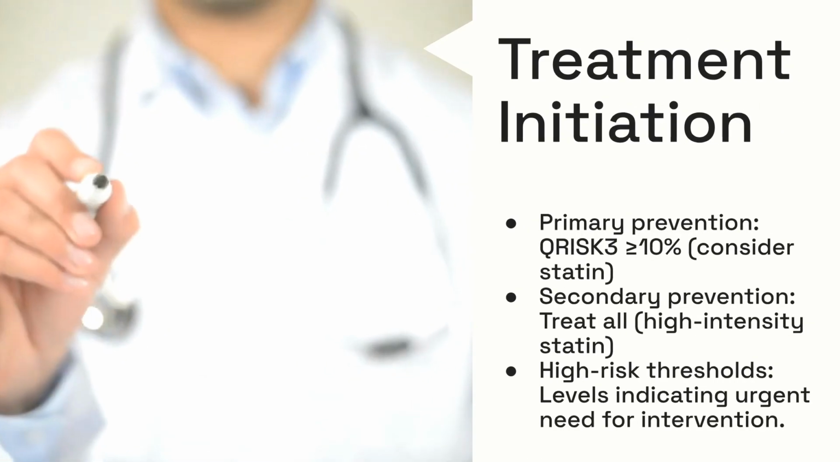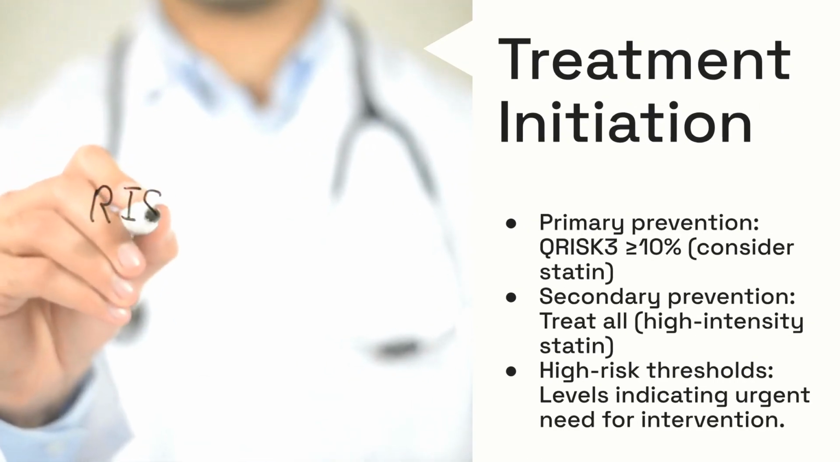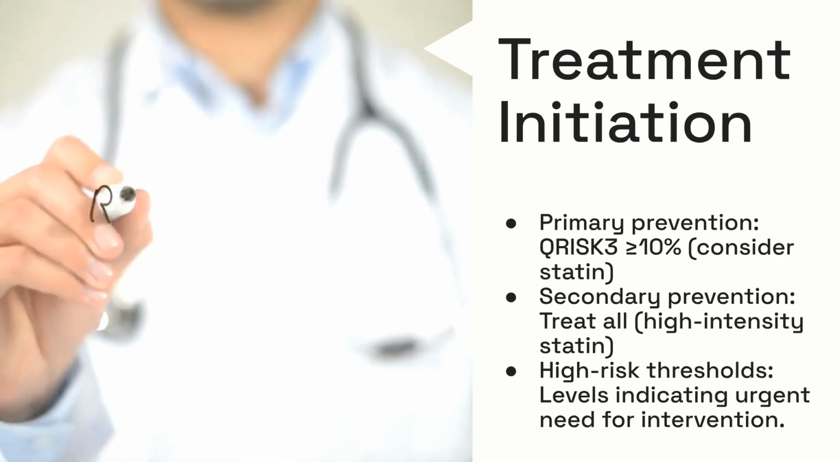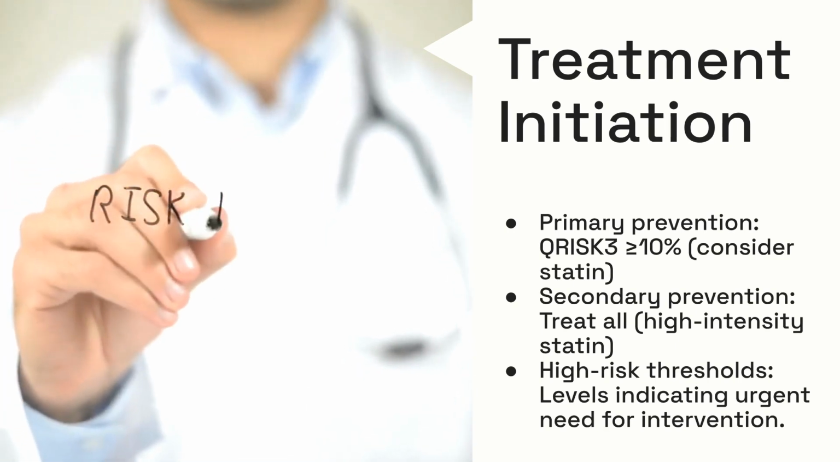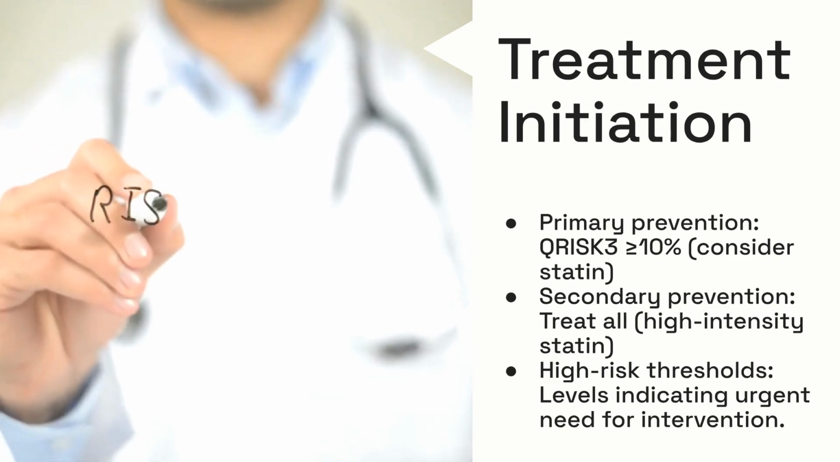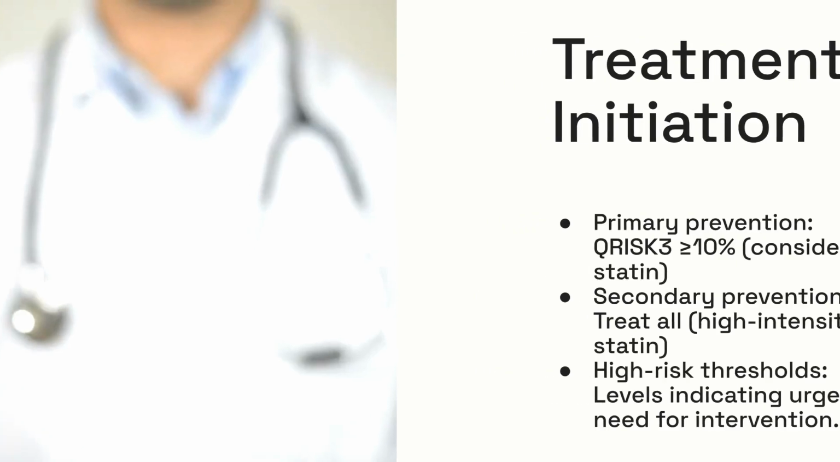Treatment initiation depends on risk. In primary prevention, a QRISK-3 score of 10% or more suggests statin consideration. For secondary prevention, treatment is mandatory, focusing on high-intensity statins to target specific high-risk thresholds.